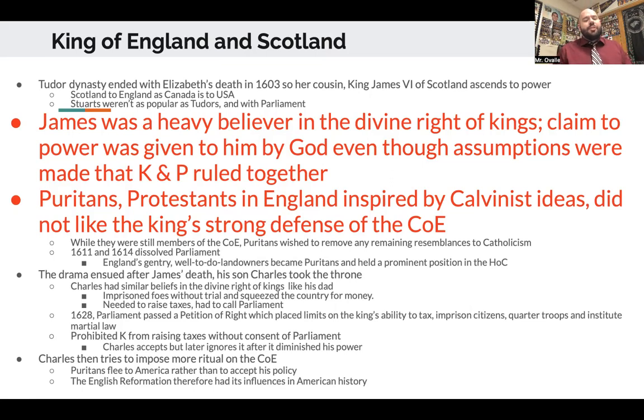So England's gentry, or the well-to-do landowners, will become Puritans, and they will hold a prominent position in the House of Commons, the lower house. So the drama ensues after James's death. His son Charles takes the throne. Charles had similar beliefs in the divine right of kings like his daddy. He imprisoned foes without trial and squeezed the country for money.